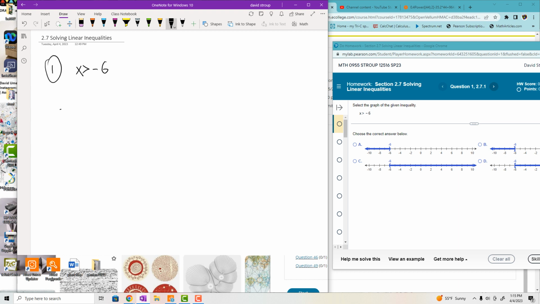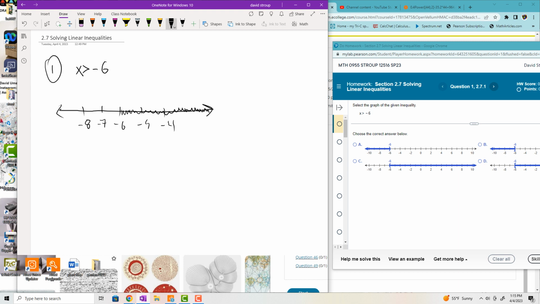So what does this mean? This means any value x that's greater than -6. So let's draw a number line. Here's -6. We can put some other values around there. Anything greater than -6 means it's to the right of -6, so it's going to be this stuff over here. And it's a greater than symbol, so we don't include -6.